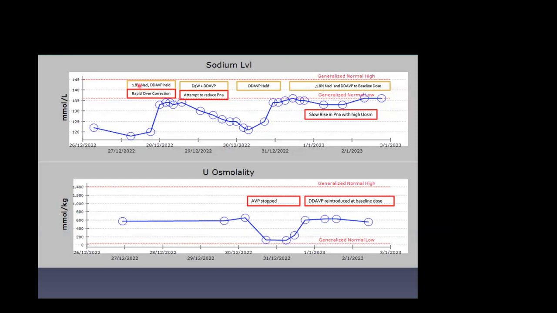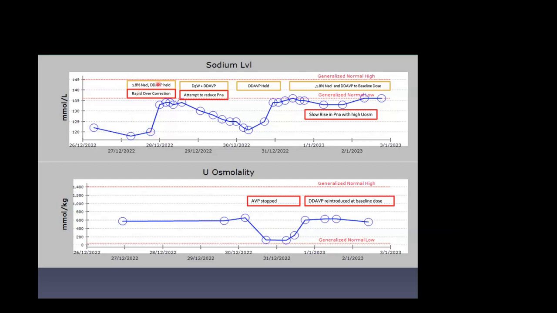We gave him 1.8%. I'm not fond of 1.8% or 2%, but our hospital has a wrong policy that we cannot give hypertonic saline in the wards, which is completely wrong and is proven wrong by literature. But we were forced to give the patient 1.8% hypertonic saline. And maybe in a way it was good because look what happened, right?